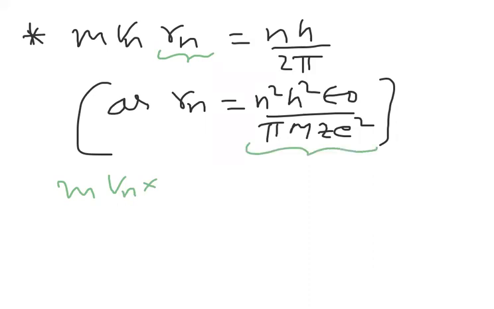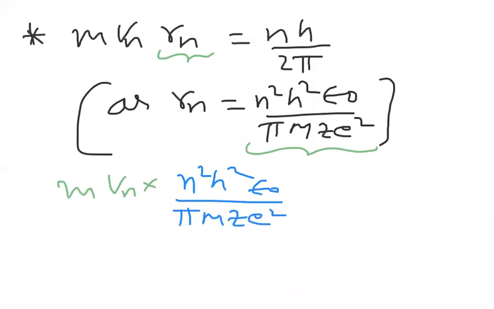So here m Vn Rn is n square h square epsilon naught by pi m Z square, and this is equal to n h by 2 pi. Why am I doing it like that? Now my target is to find the value of Vn, so I want to eliminate Rn here. For eliminating Rn, I selected this method: I brought the Rn value I derived just now and substituted it here. Now I can get the value of Vn.